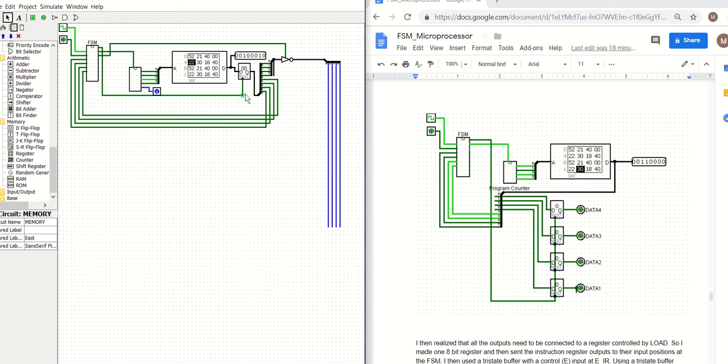And then the instruction register also would have to send the 4 data values into the bus when output instruction register was high. And for that, we want to use a tri-state buffer here. The tri-state buffer allows us to read the 4 bits into the bus when the instruction register is active, enabled.